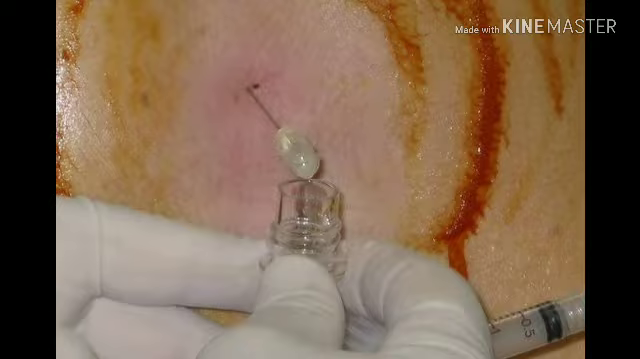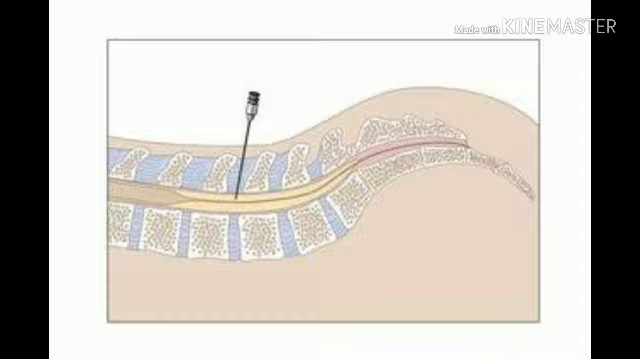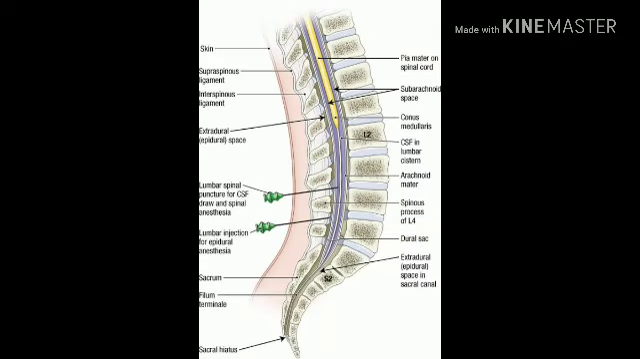Lumbar puncture is a procedure performed under local anesthesia in which a hypodermic needle is inserted in between the L4 and L5 region. It is not only used for diagnosis purpose but also used for injecting medication, particularly anesthesia, and also used in chemotherapy.